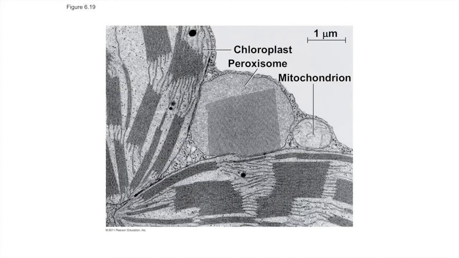Peroxisomes are recognizable because they contain a large protein crystal, which is geometrically incongruent with its surroundings, like you see here. Everything else is kind of round or flat, and the peroxisome protein crystal is a square.